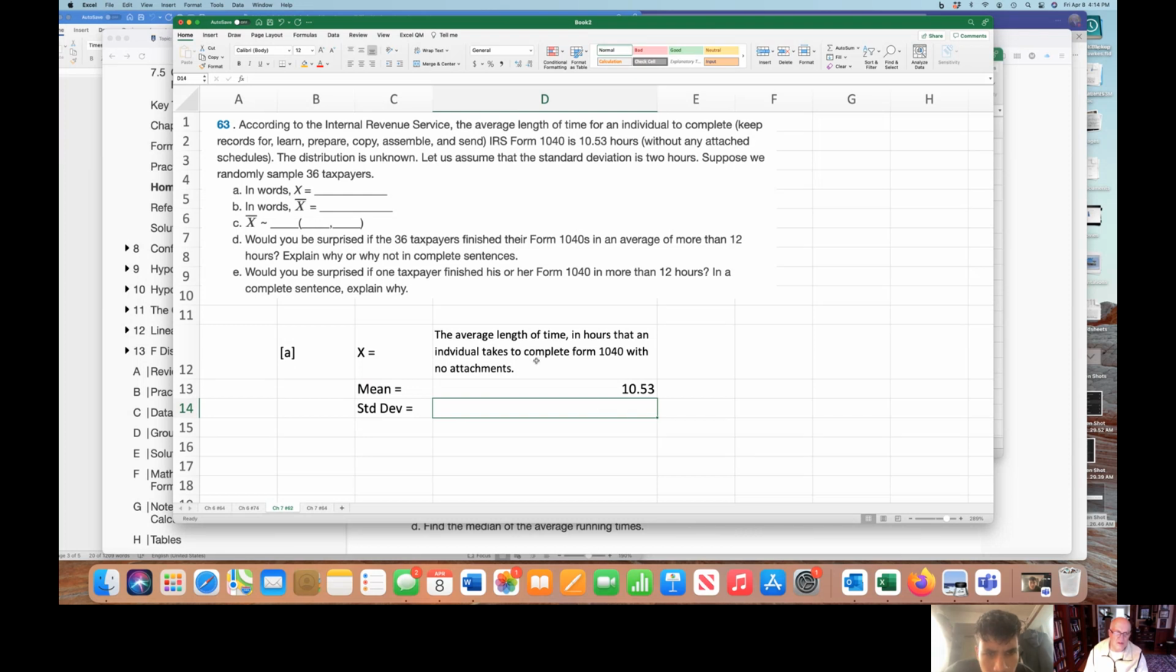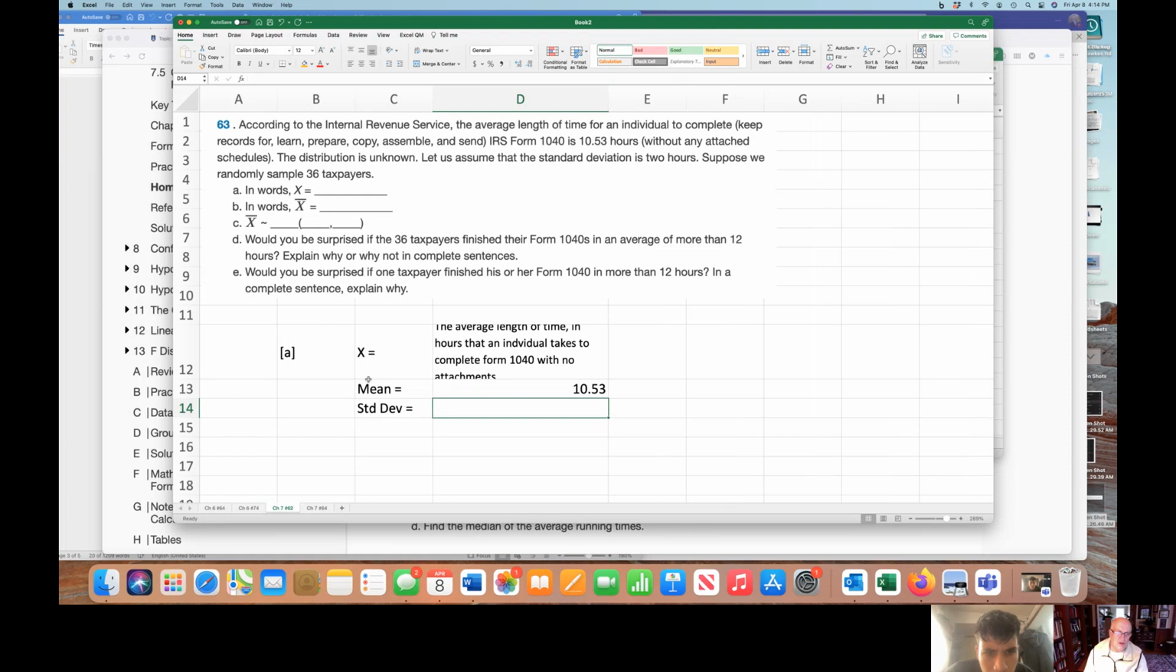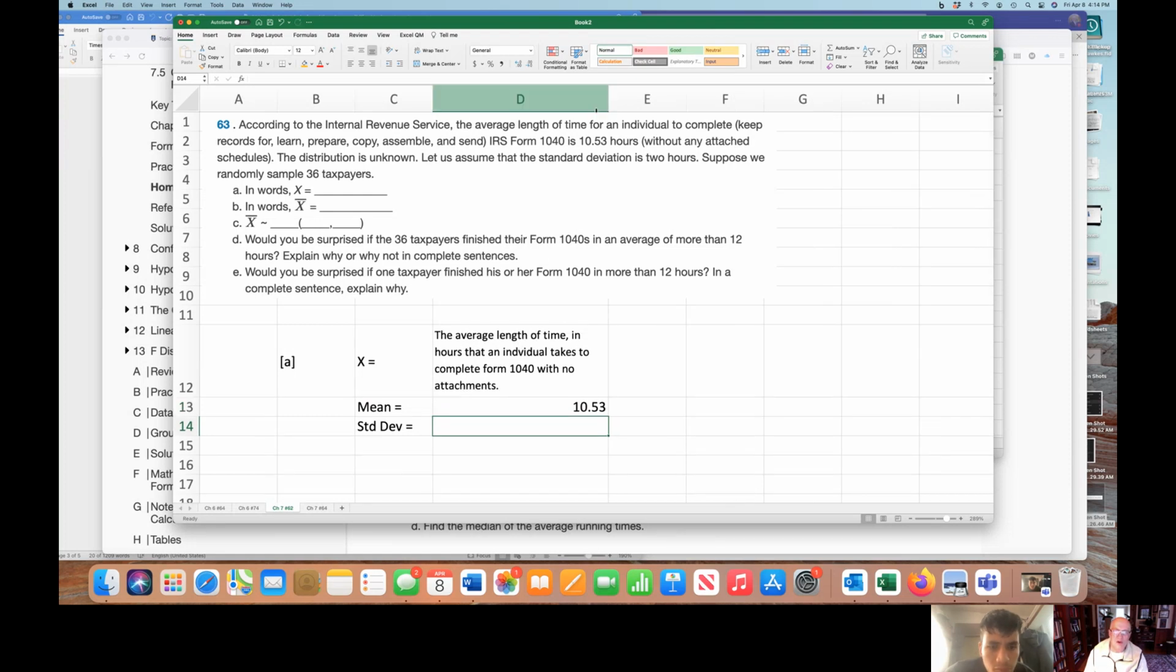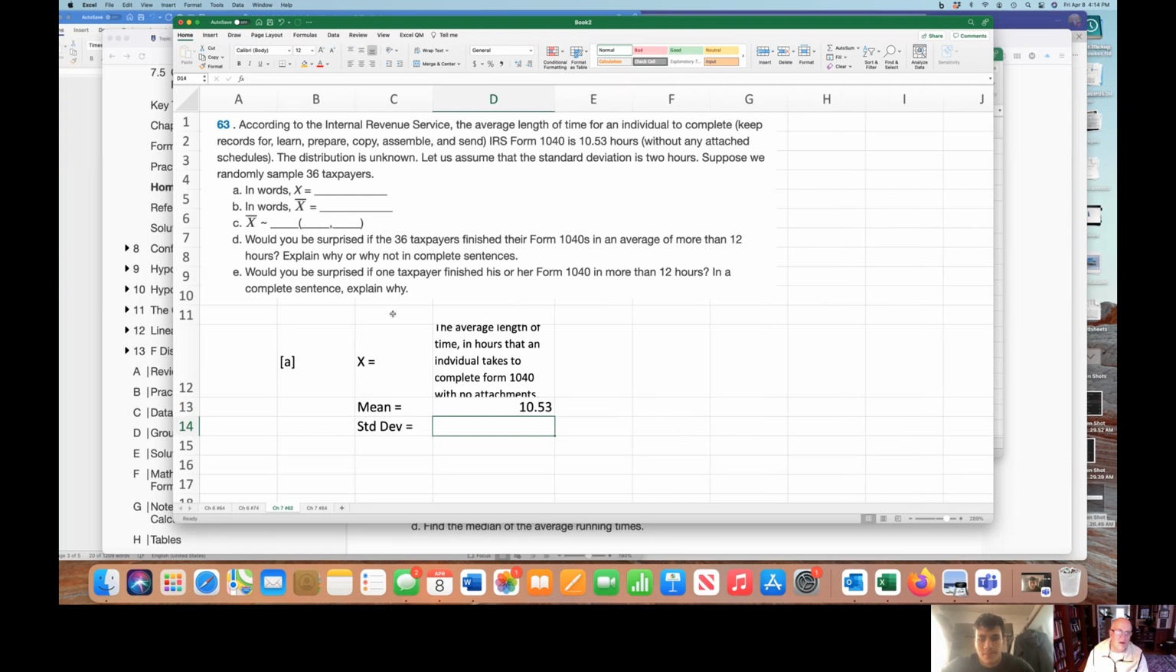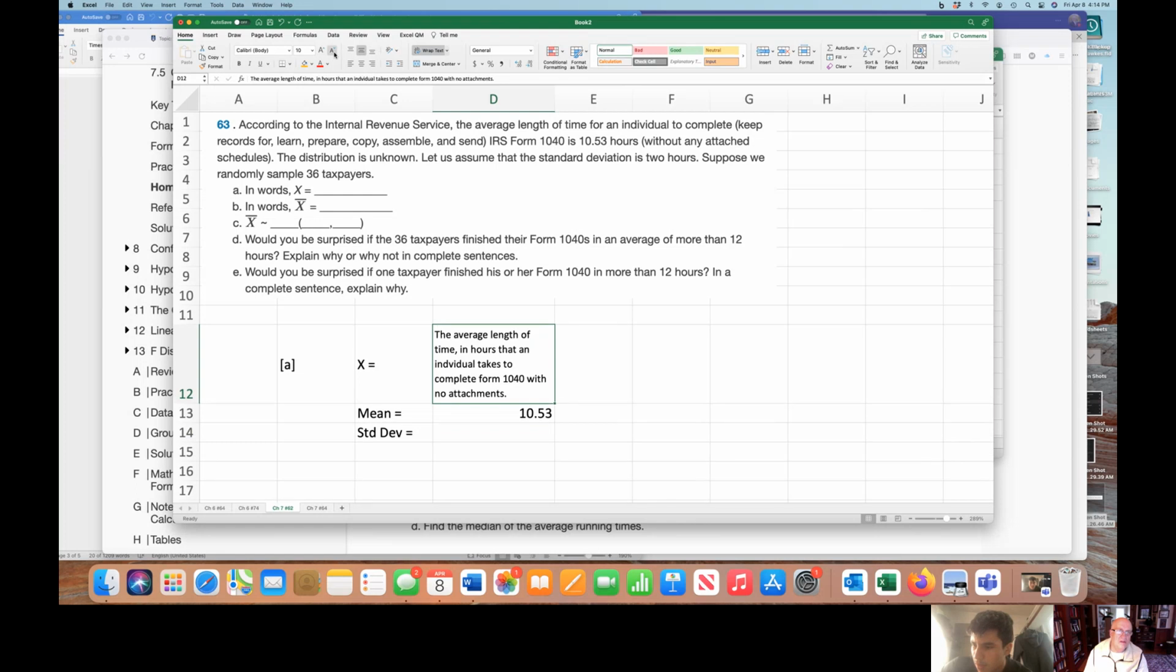And I'm sorry that I made this so big. Make it smaller so it doesn't look so awkward. Oh, it's two. Make that smaller. Not that one. That one. There we go. All right, so what's the standard deviation? 2 hours.